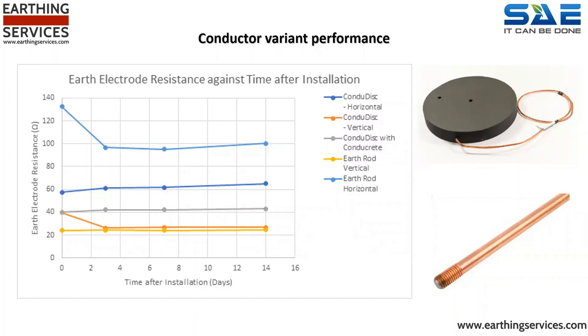These results were quite surprising. There are 3 variants of one type of product and 2 variants of another type, and yet performance notably differs. Based on the specification of the products alone, the conductor should be lower than the vertically installed rod due to its greater contact surface area, being 3 times that of the earth rod, and lower inherent resistance.